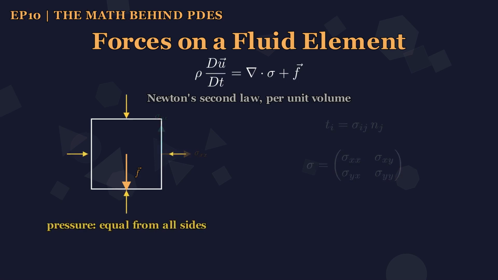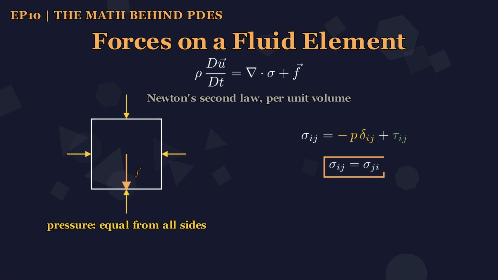Part of this stress is isotropic. It pushes inward equally from all directions, no matter how the face is oriented. That is pressure, written minus p times the identity. Everything left over is the viscous stress, the part that resists deformation.